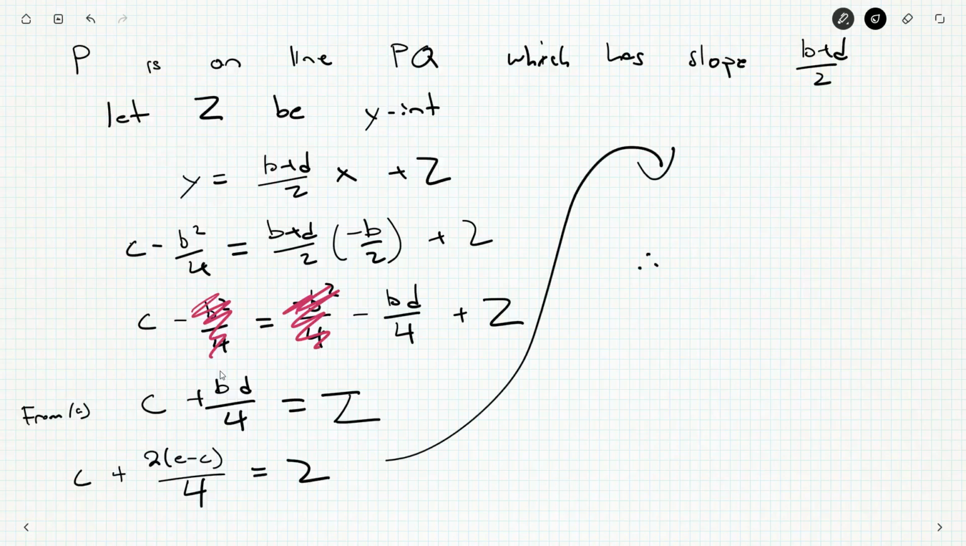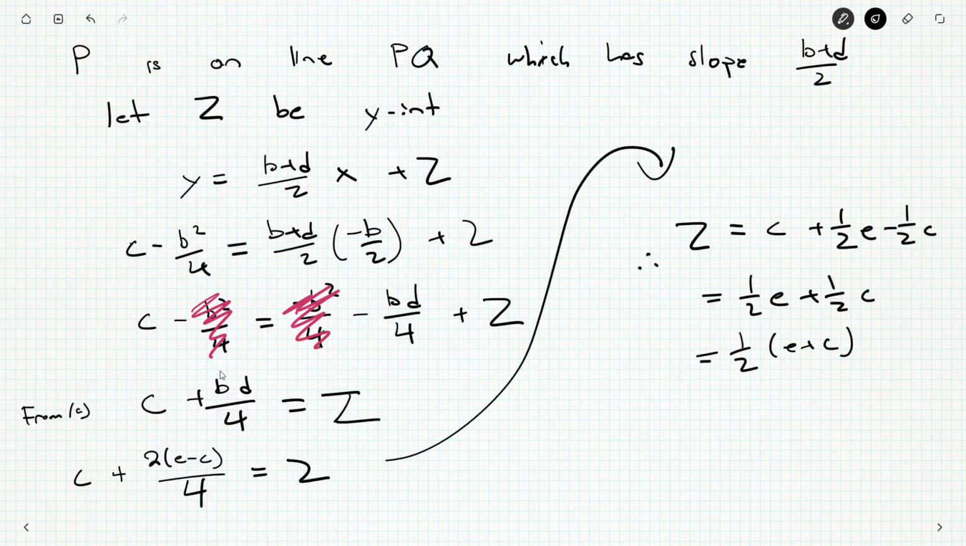So I'll just draw in arrows to direct people. So z is c plus 1/2 e minus 1/2 c. Just simplifying our fraction here. But c minus 1/2 c is just 1/2 c. So we have 1/2 e plus 1/2 c, or 1/2 times c plus e. And that is the last thing we needed to show.